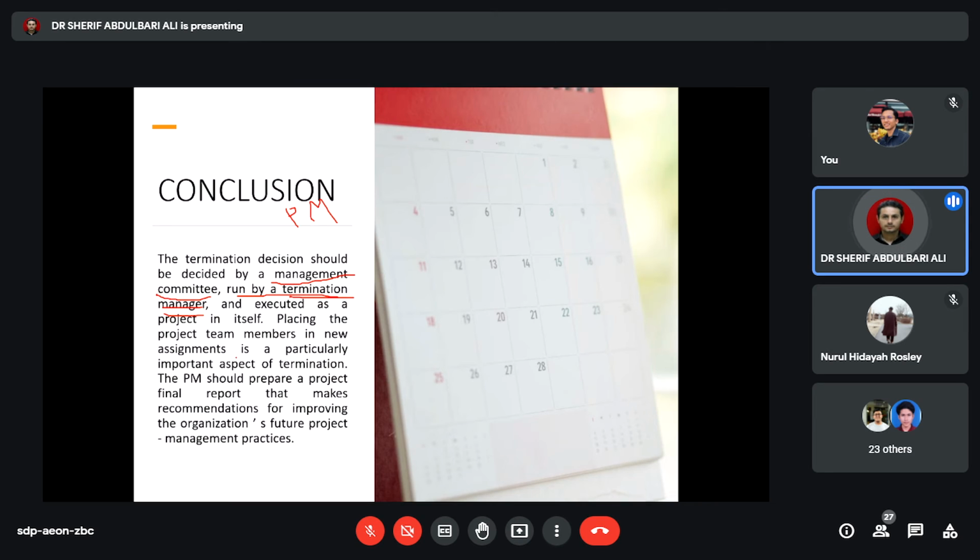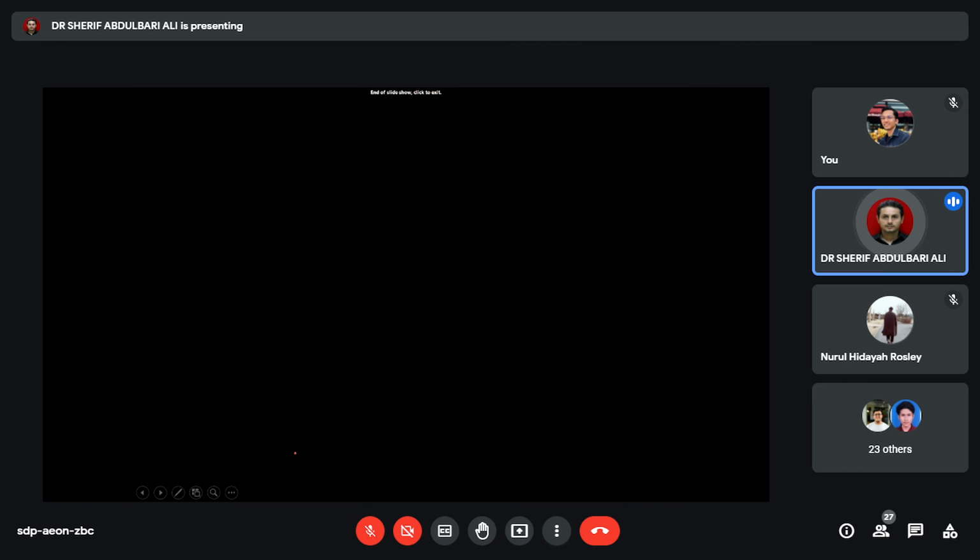Placing the project team members in new assignments is a practically important aspect of termination. So the project manager should prepare a project final report. When the project is going to be terminated, the project manager needs to prepare the final report that makes recommendations for improving the organization's future projects and management practices.